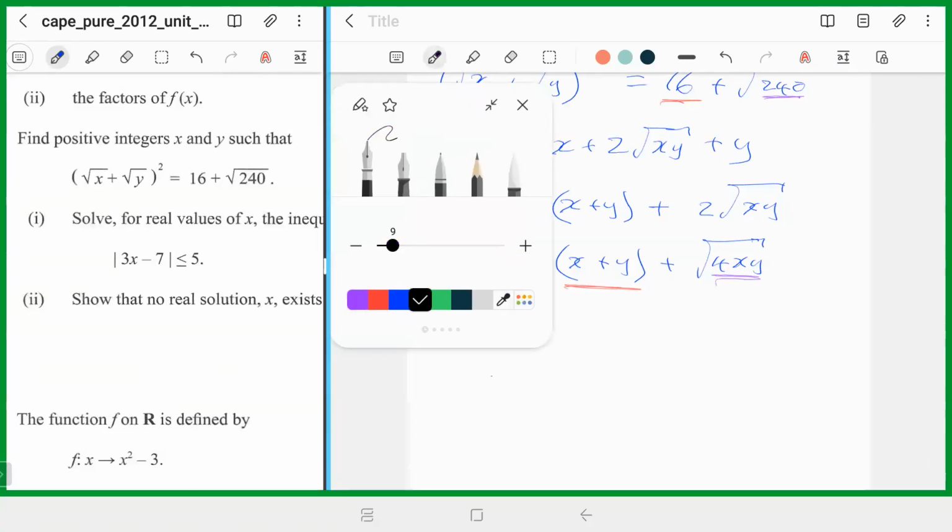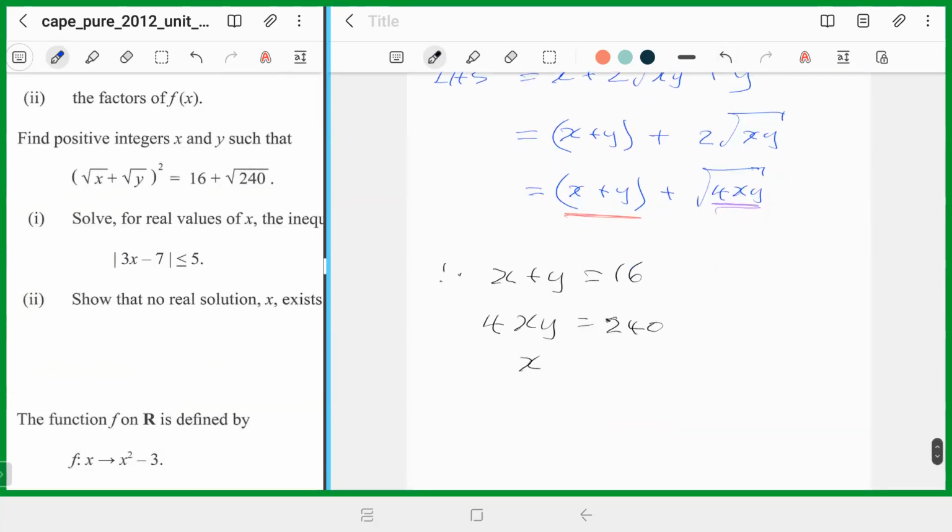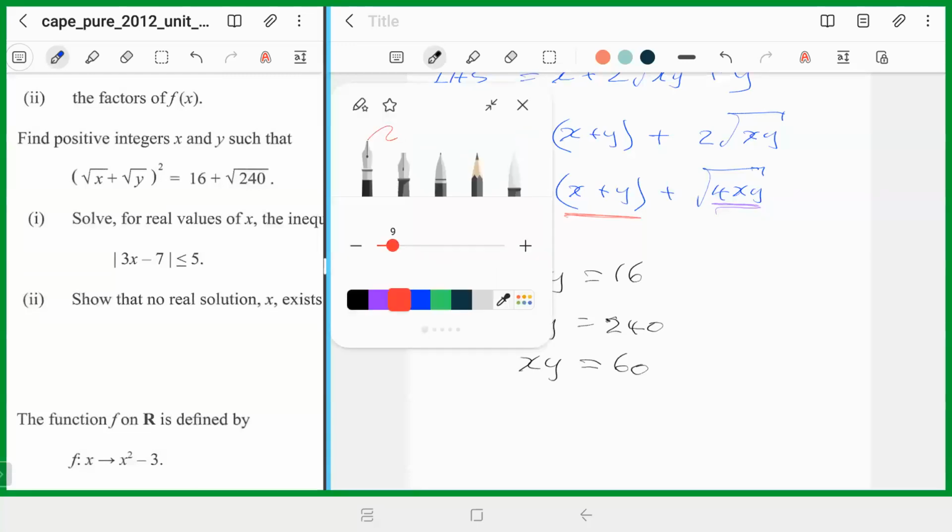Based on that, you can see that x plus y is 16, and we can say that 4xy is 240. If you divide by the 4, we're going to get 60. So you get xy equals 60. So we will have these two equations to solve now.